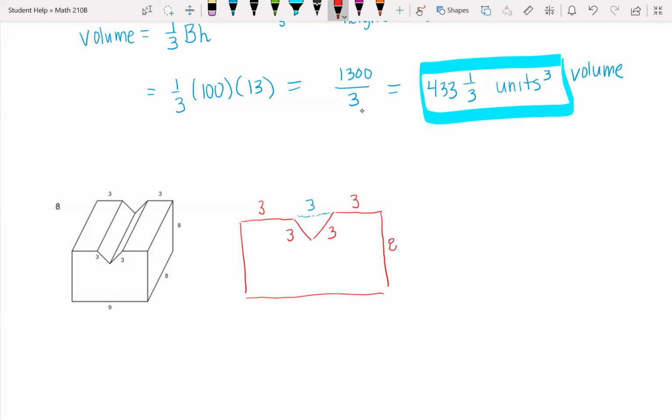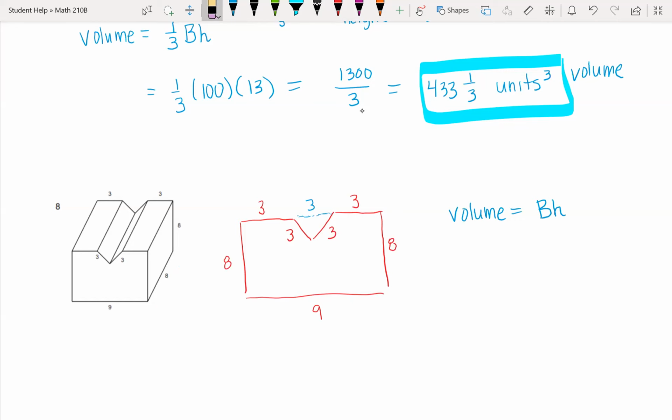This is 8. This side is 9. This side is 8. I'm trying to figure out the area of this base shape so I can use it to find the volume. For volume, we want to use the area of whatever the base shape is multiplied by the height. The height in this case is going this way, right? The height is going to be 8 in this particular case.